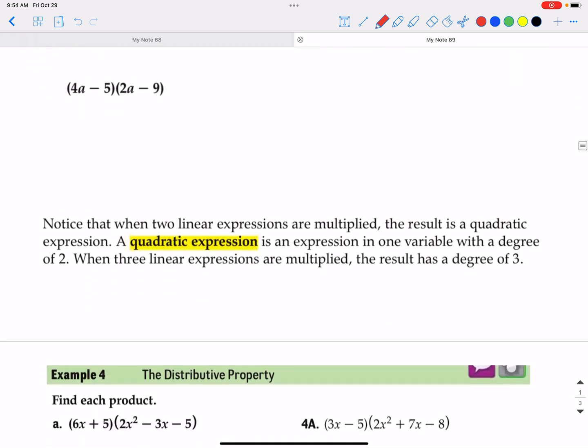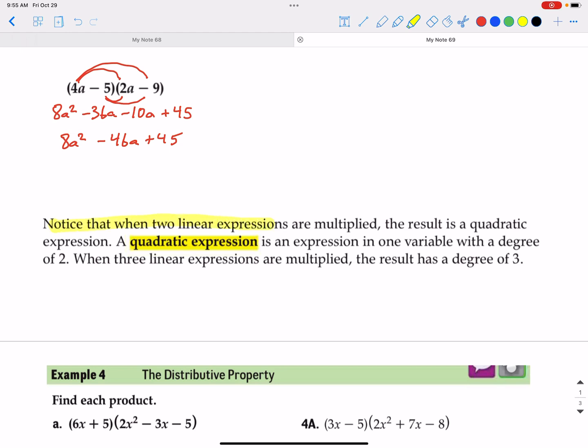4a minus 5 times 2a minus 9. So 4a times 2a is 8a squared. 4a times negative 9 is negative 36a. Then negative 5 times 2a is negative 10a. Negative 5 times negative 9, that's positive 45. Then add my like terms. Negative 36a minus 10a is negative 46a, and then plus 45.